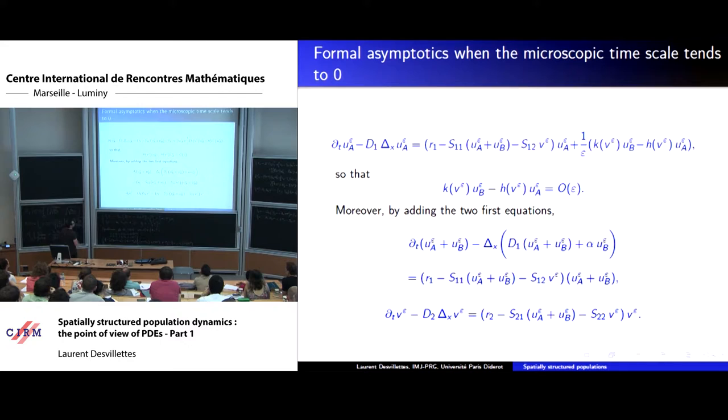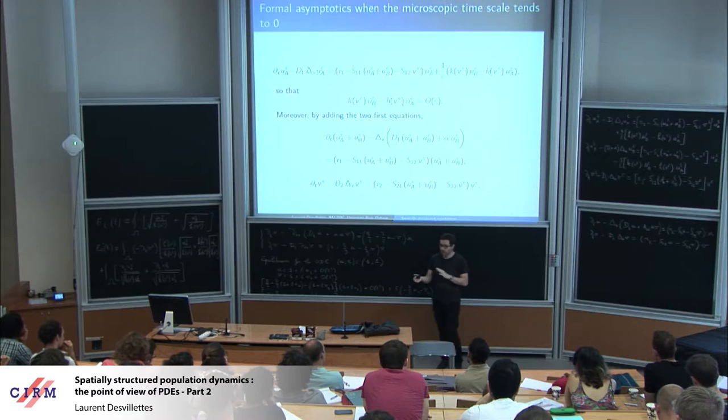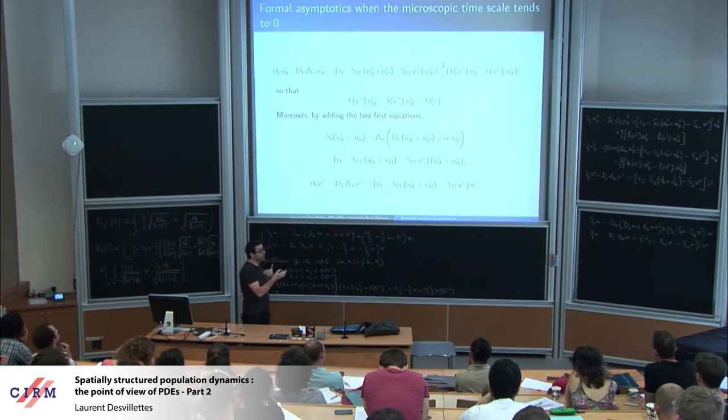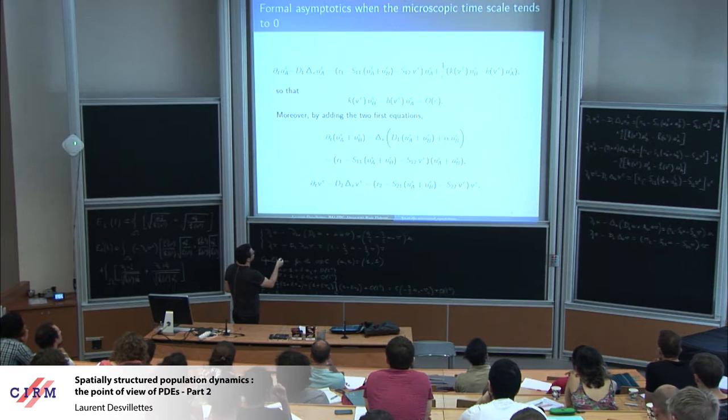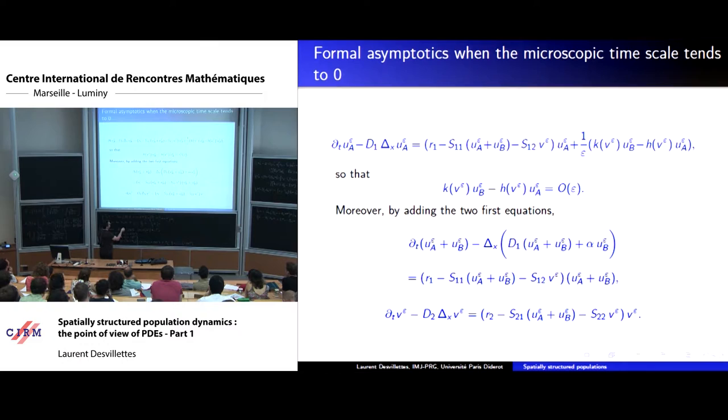And then you want an equation at the end on the quantity which is UA epsilon plus UB epsilon. So the only reasonable thing to do is to add the two equations which appear now up there, so the one for UA and the one for UB. And since the terms which are here and here, that is the terms which enable individuals to go from quiet to stressed, cancel when you add the two equations, you end up with the equation which is written here, that is dt of UA plus UB minus Laplacian of d1 times UA plus UB plus alpha times UB, which comes from this extra diffusion rate that you add when the individuals are stressed.